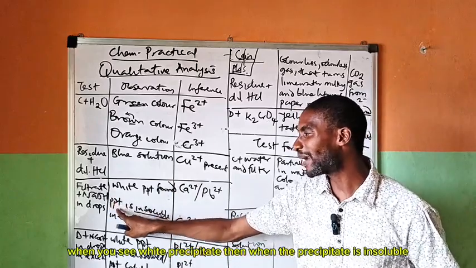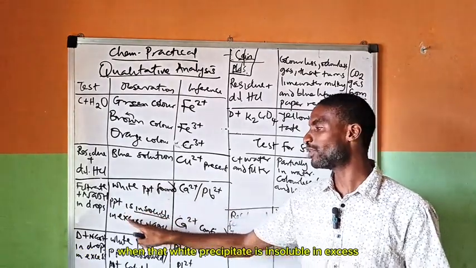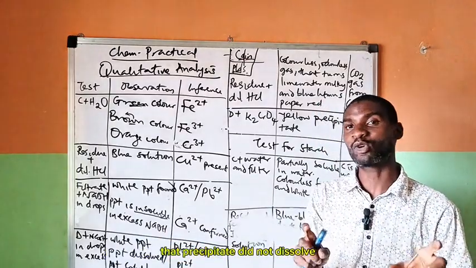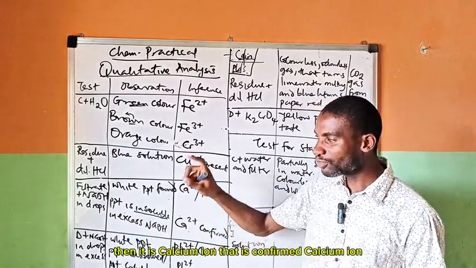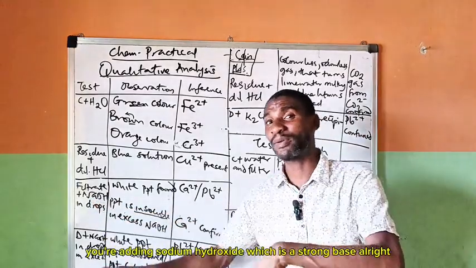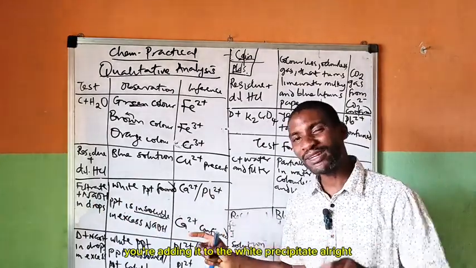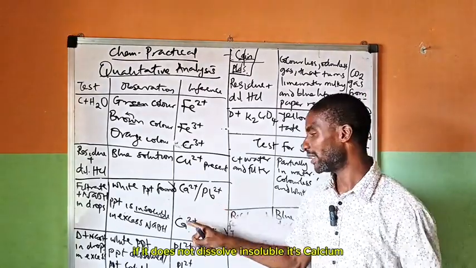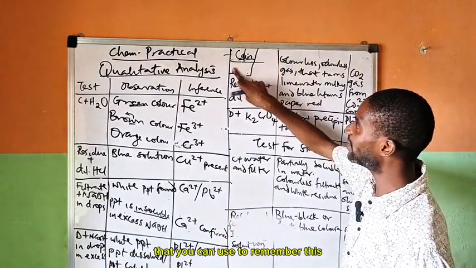Then when that white precipitate is insoluble in excess, that means when you added excess sodium hydroxide, that precipitate did not dissolve, then it is calcium ion that is confirmed. You take note, you are adding this base, sodium hydroxide, which is a strong base, to the white precipitate. Once it dissolves, it is lead 2. If it does not dissolve, insoluble, it's calcium. Let me give you an acronym there quickly that you can use to remember this. The acronym is CANE.